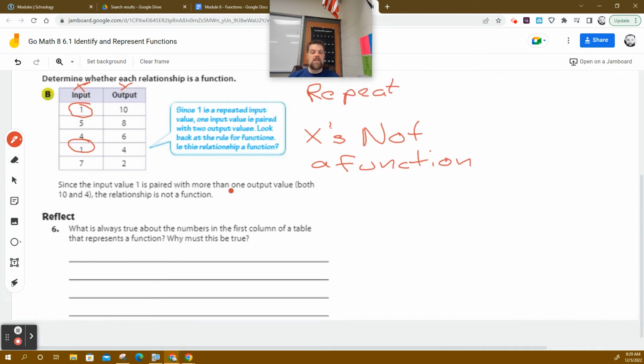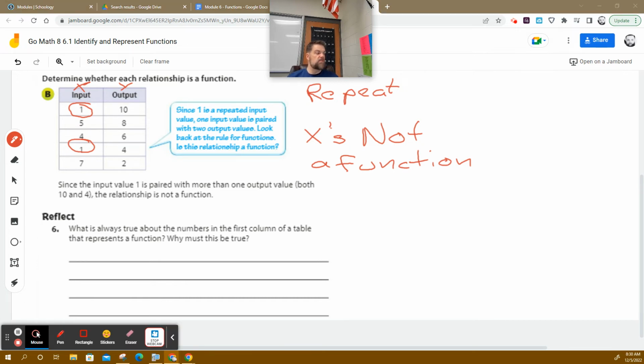Okay. So now let's do the reflection real quick. It says, what is true about the numbers in the first column of the table that represents a function? Why must this be true? So how would you guys word that? What would you guys say? Yes? They're repeating x's. Well, repeating x's don't count as a function. No. Yeah, so the textbook has a very formal thing, but you could just say something like, for functions, there are no repeating x's. You guys should be writing this down.